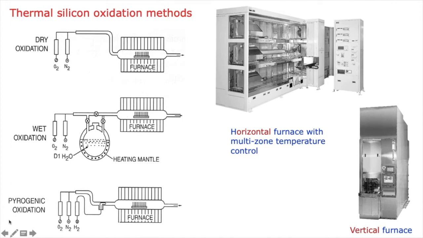There is another process which is called the pyrogenic oxidation process. This is more popular. In the previous case you need water directly, but in this case you don't need water, you actually need oxygen and hydrogen gas molecules. So another kind of reaction takes place. Here oxygen and hydrogen react to become water molecules, which then interact with the silicon substrate, and the silicon wafer gets oxidized.